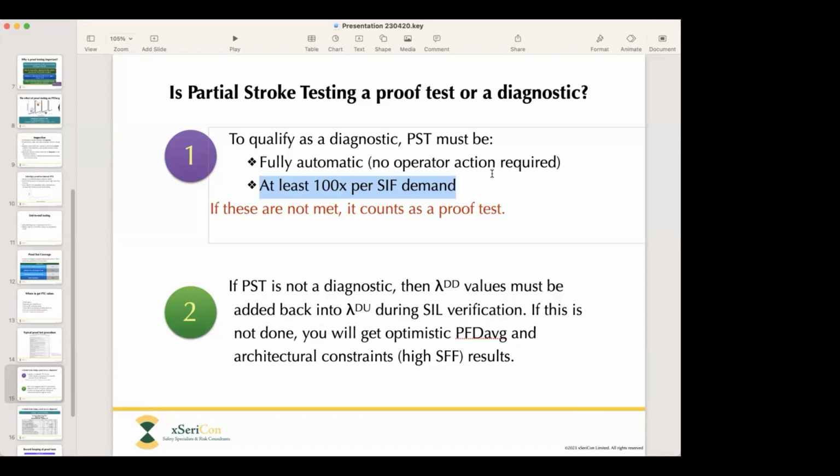And if those two conditions are not both met, then we cannot consider partial stroke testing to be a diagnostic. It has to be counted as a proof test instead. Now, if we are not counting it as a diagnostic, that means that if partial stroke testing was included in the dangerous detectable failure rate, which is very often the case, then we should not be counting partial stroke test in those lambda DD, which is dangerous detectable failures. It should be getting added back into the undetectable failure rate. And let me show you what I mean.